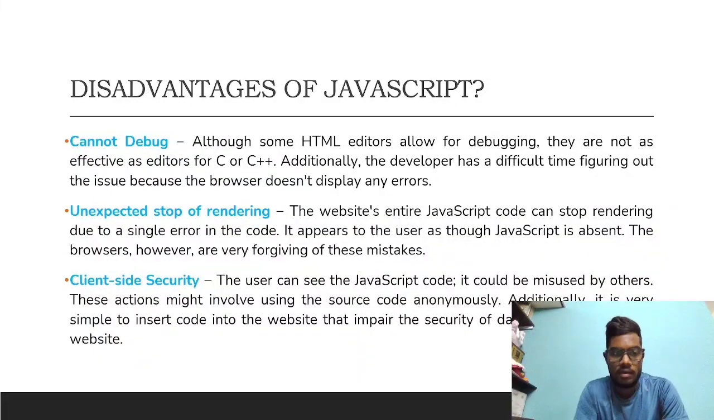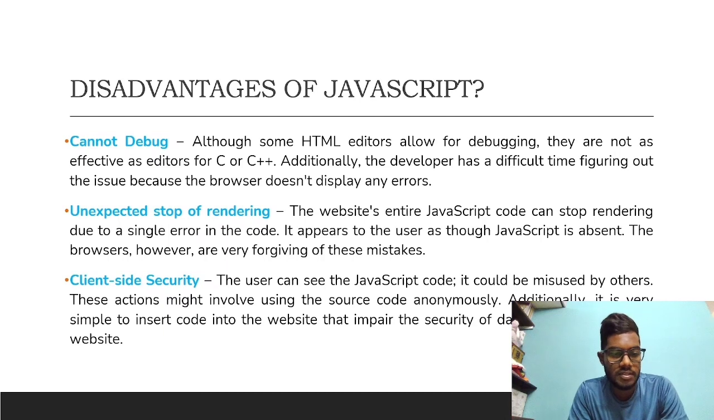Now let's know some of the disadvantages of JavaScript. It is hard to debug. Although some HTML editors allow for debugging, they are not as effective as editors for C or C++. Additionally, the developer has a difficult time figuring out the issue because the browser doesn't display any errors, only an unexpected stop of rendering. The website's entire JavaScript code can stop rendering due to a single error in the code. It appears to the user as though JavaScript is absent. The browsers, however, are very forgiving of these mistakes.